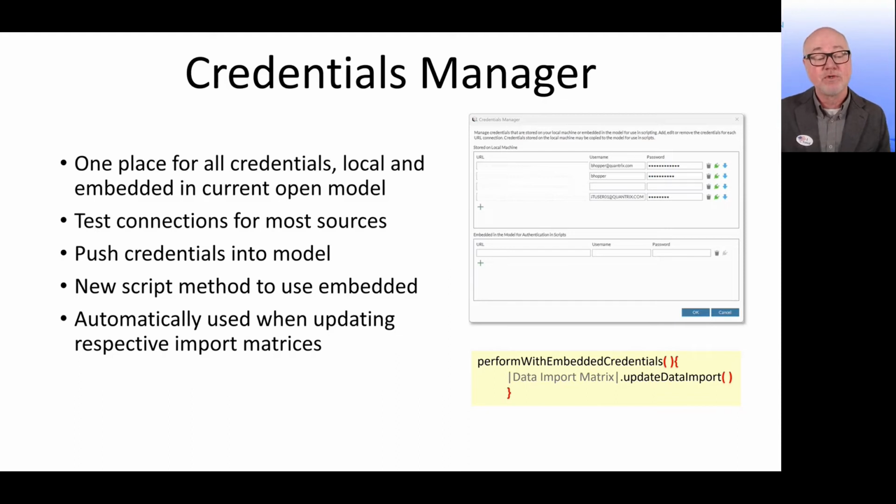And there, they can be used by some new scripting methods that we introduced to go along with the Credentials Manager, in particular one called Perform with Embedded Credentials. So if you create a credential in this way, you push it into that model, you can then write a script that just has one simple command. It doesn't reference the credentials or the username or password in any way, but it automatically will look up credentials that are associated with a given data import matrix and use those for the login. So when you need to change and manage your credentials, you don't need to edit your scripts at all. So this saves a ton of time for managing models that contain lots of different connectivity options.